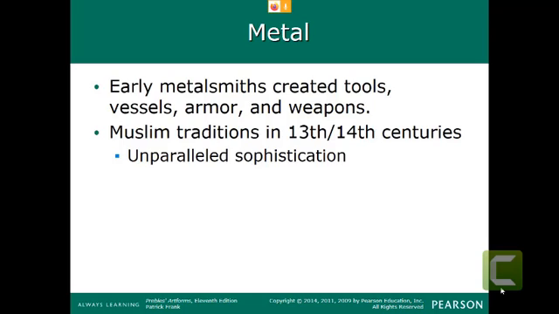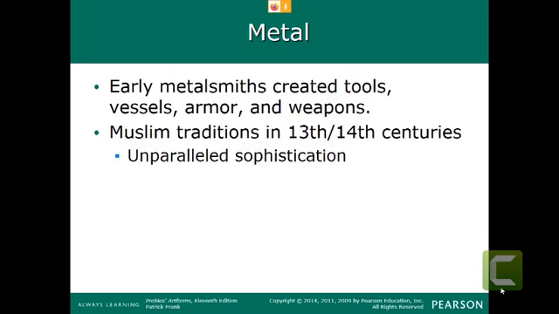And so we talked about glass. Now we're going to talk about metal. Metal in the past was mainly used for things like tools, also vessels, armor, and weapons. The Muslim culture, you could say, was very adept at working with metal material. They had this unparalleled sophistication.